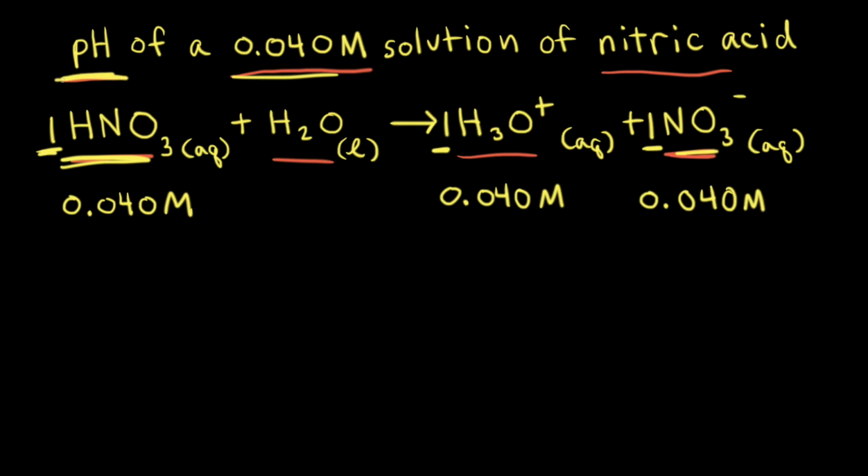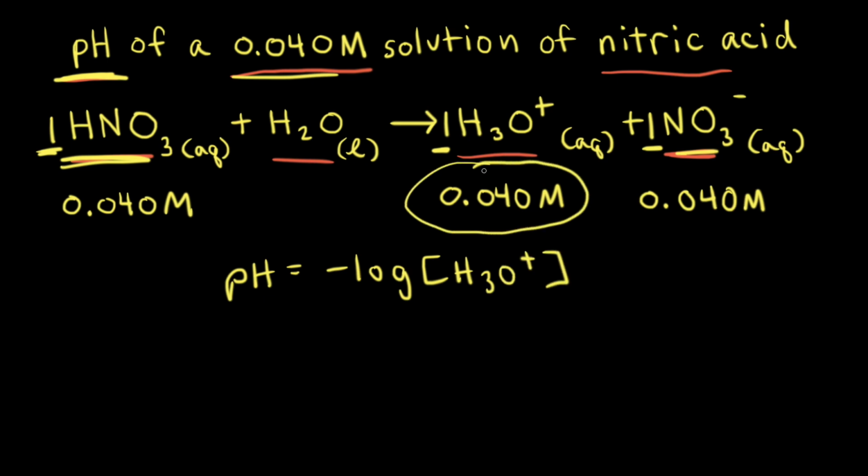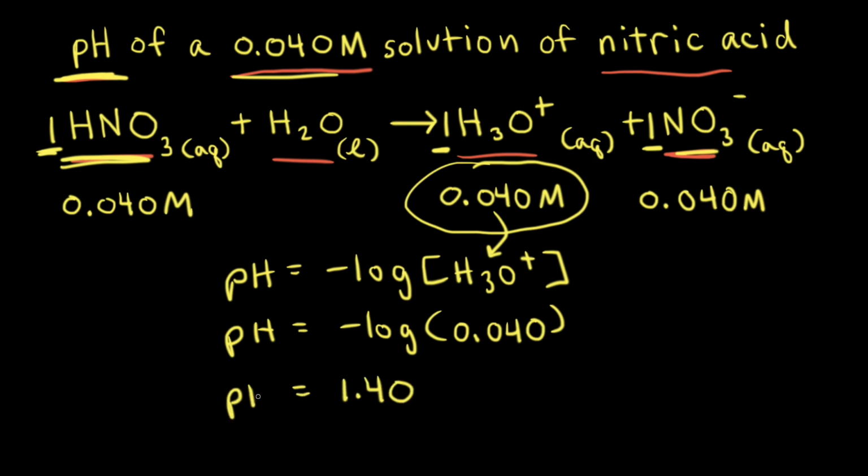Since our goal is to calculate the pH of this solution, we know that the equation for pH is equal to the negative log of the concentration of hydronium ions. Therefore, we just need to plug in the concentration of hydronium ions into our equation. This gives us the pH is equal to the negative log of 0.040, which is equal to 1.40. So even though this is a pretty dilute solution of nitric acid, because nitric acid is a strong acid, the pH is pretty low.